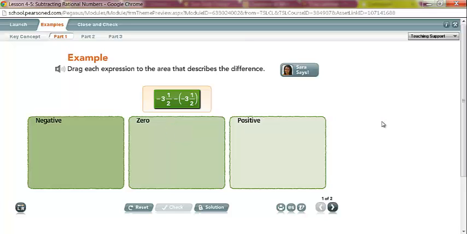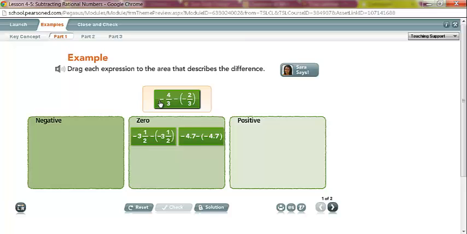Okay, so we need to drag each of these expressions to the area that describes the difference. So if I have a negative 3/2 minus a negative 3/2, this becomes a positive. So I have a negative 3/2 plus 3/2. Am I going to have a negative number, a 0, or a positive? That's right, it's going to be a 0. Okay. If I have negative 4 7/10 minus a negative 4 7/10, what is this going to be? Well, what do we know? A double negative is a positive, so these would cancel each other, correct? So they should become 0 again.